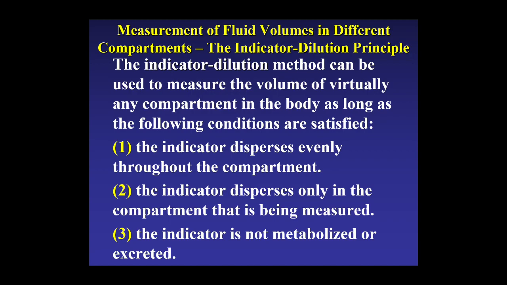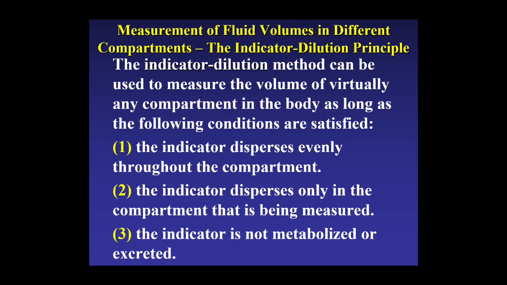And it should not be metabolized or excreted. If I put in this indicator, let's say it's sugar, I don't want it to become something else. If I'm measuring the concentration of sugar and it became something else, then I will have an error in my measurement. So it should disperse evenly in the compartment I'm trying to measure, only in that compartment and not in other compartments, and it cannot be metabolized or excreted.